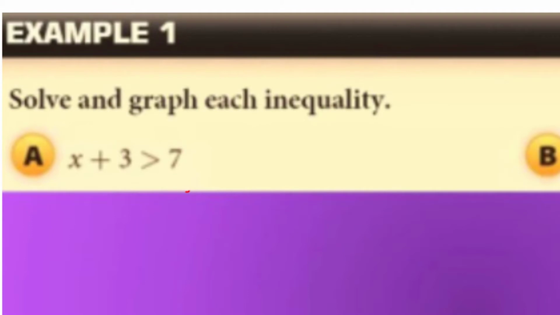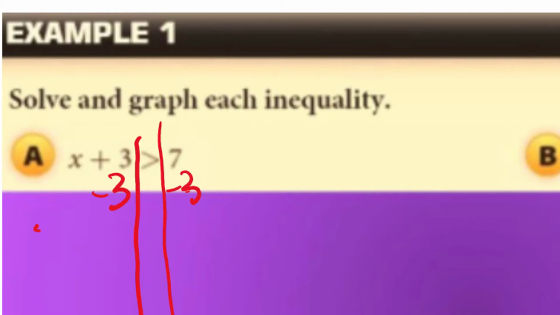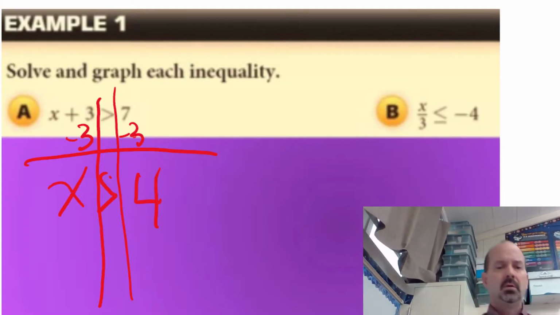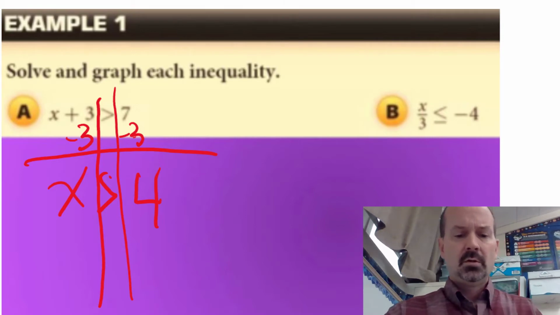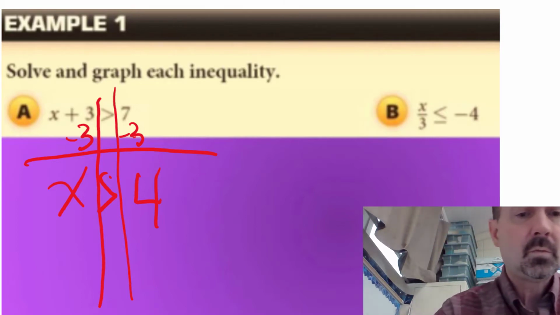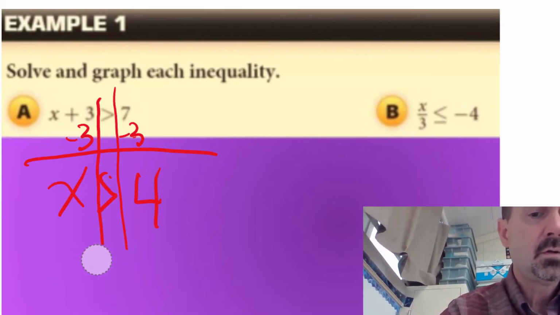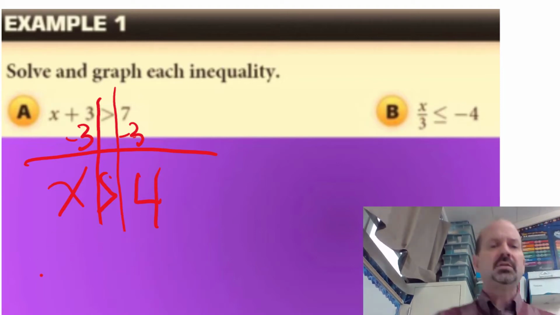If you have a plus, the opposite of adding a positive number is adding a negative number. So I'm going to add -3 on both sides. And when I add -3 to both sides of this inequality, I get x is greater than, and 7 take away 3 is 4. Okay, tell me if I'm going too fast. So, x is greater than 4.